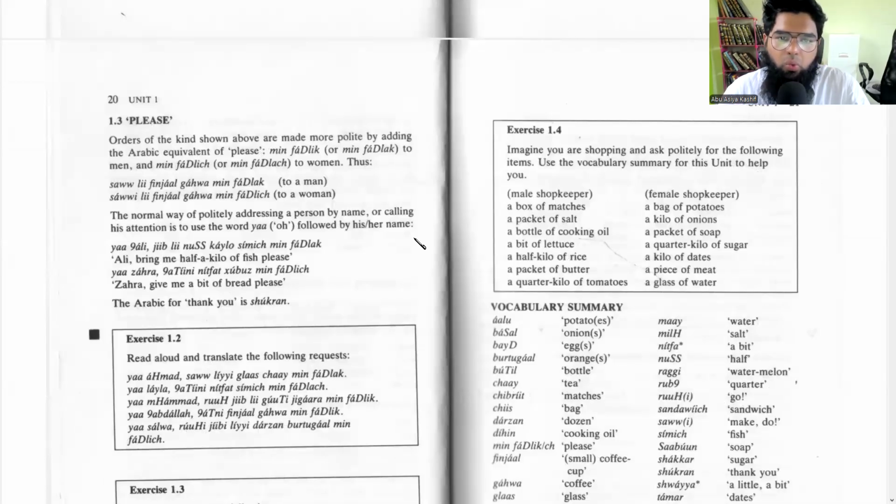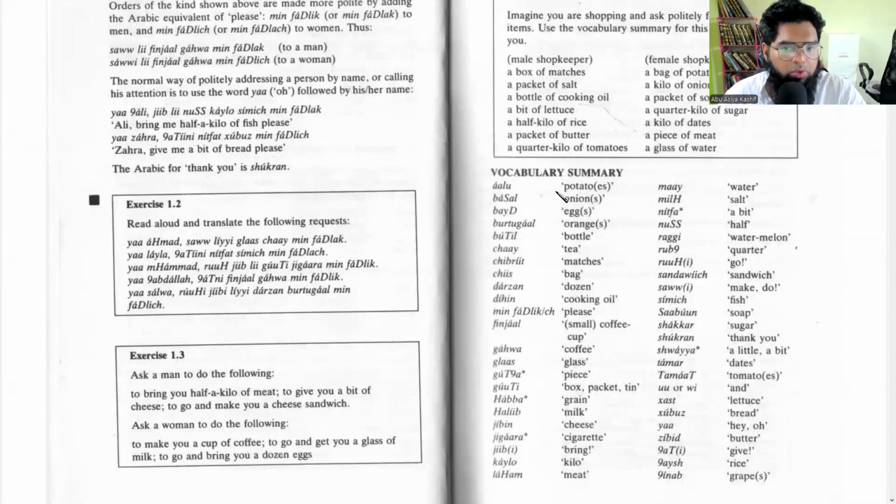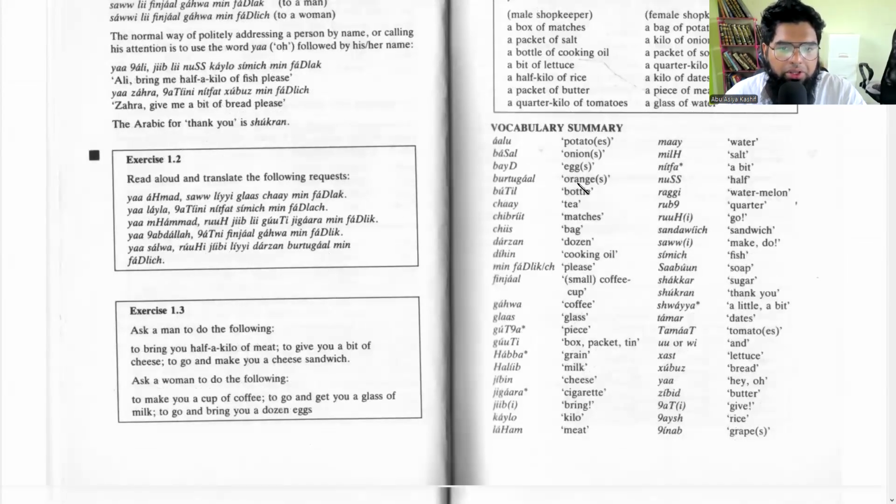Alhamdulillah, we finished Unit 1 in Khaleeji dialect, and this was the vocabulary summary. Alu is potatoes, basal, onion, bayad, eggs, burdugal, orange, butil, bottle. So you can go through these, which we went through in the last lesson.